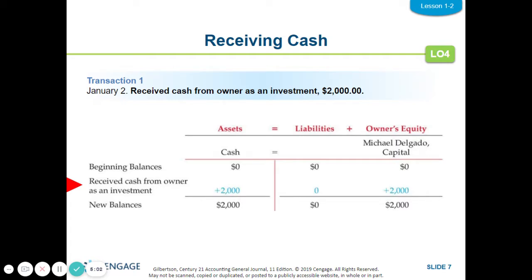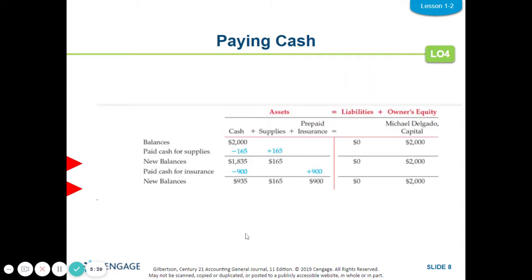So if on the second day after Michael Delgado does this, he wakes up the next morning and goes, you know what? I think this is a really bad idea. I don't know that I can make this business work. I don't want to do this. He can take that $2,000 back out, put it back in his personal savings and be done with it, because he owns that $2,000. So since capital is owner's equity, cash is an asset. If we add to assets, we also add to owner's equity, our equation is in balance. Our assets equal our liabilities plus our owner's equity, because right now our liability is 0. The next transaction.